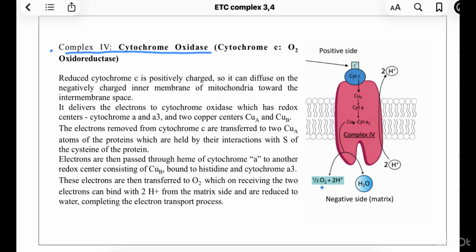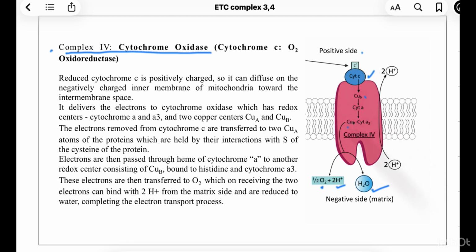Complex 4 is the site of oxygen reduction. It is here that oxygen accepts electrons and gets reduced to water. The following is an account of the path of the electrons which lead to reduction of oxygen. Cytochrome C, which has accepted electrons from complex 3 and is a mobile carrier, is present on the intermembrane space side. The redox centers for the complex 4 are cytochrome A and A3. There are two copper centers, copper A and copper B.